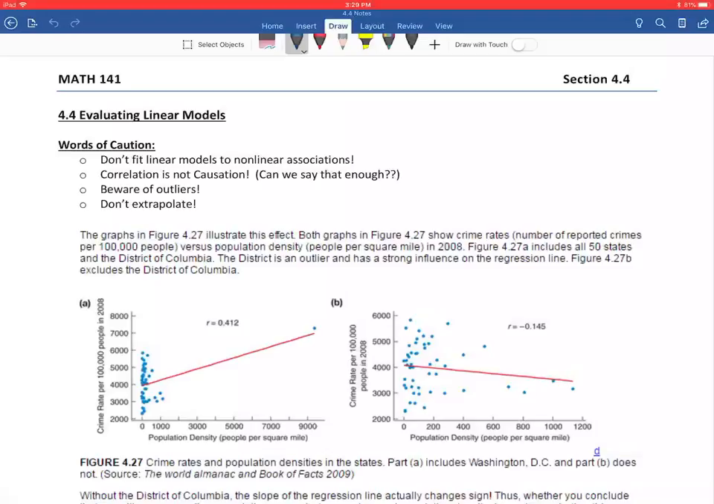Section 4.4, Evaluating Linear Models. Okay, we've got some words of caution to go over first. First of all, don't fit linear models to nonlinear associations.